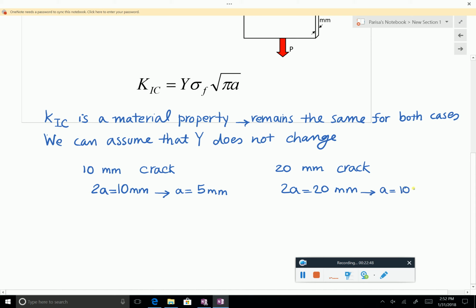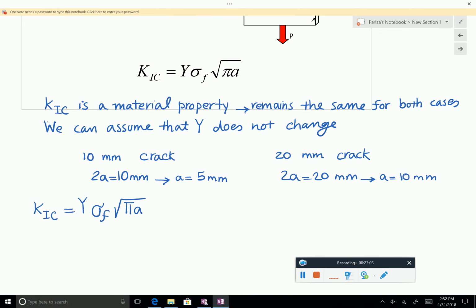So this is what we know. And it's good to write down the equations. It makes us remember them better. So this is what I believe.